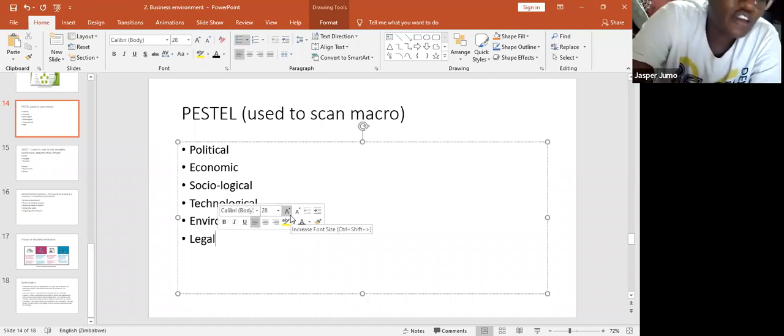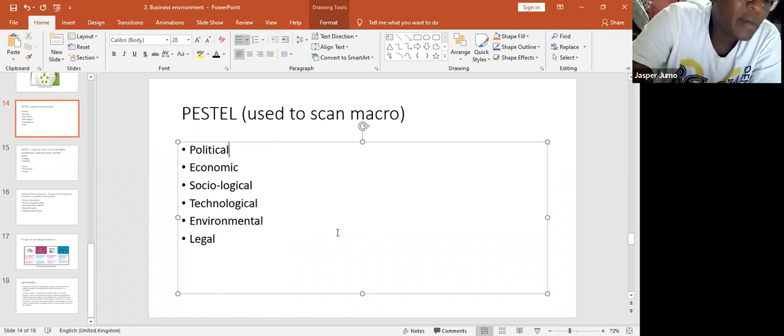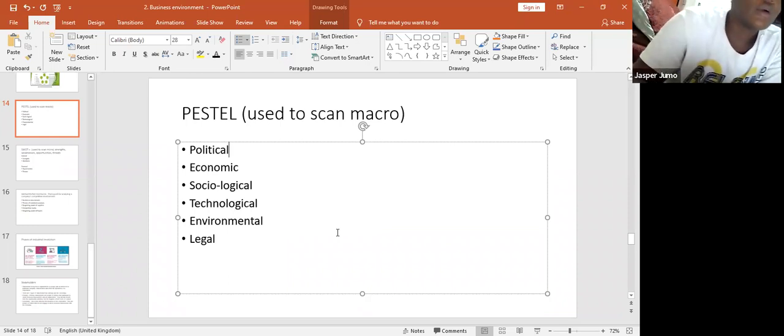So you are scanning your environment, you look at the political factors. Remember, these are the macro environment. We are looking at the outside forces. So if you are running a business or you want to open a business, you look at the political situation. Does the political situation allow you to have such a business within that environment? What's the political situation like?